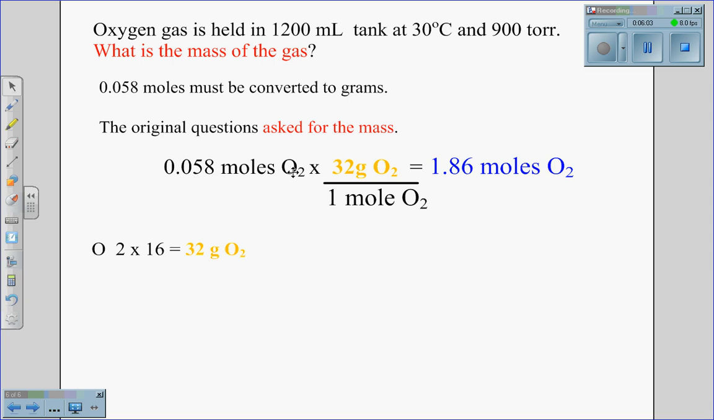0.058 moles of O2. We are reminded that oxygen in its gas form is always O2 because it is diatomic. Therefore, the 16 from the periodic table has to be multiplied by 2 atoms to get 32 grams of oxygen for the molar mass of oxygen. 0.058 times 32 grams divided by 1 mole gives us a final value of 1.86 grams of oxygen for this answer.